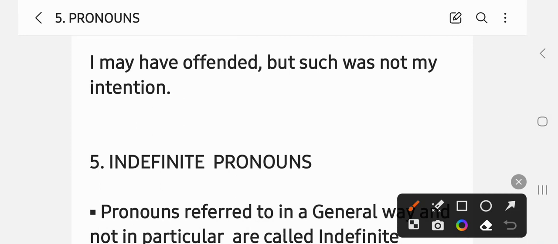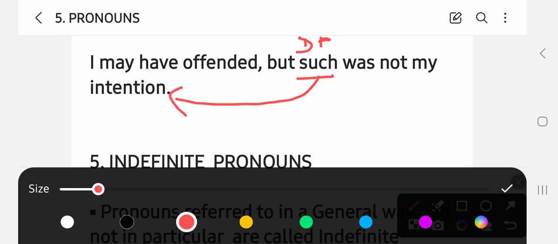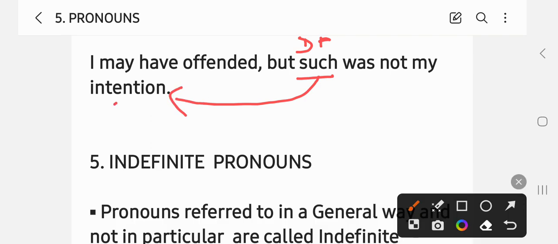I may have offended, but such was not my intention. Here, such is a demonstrative pronoun which is used to point out the object which is intention. So, your intention is the object.